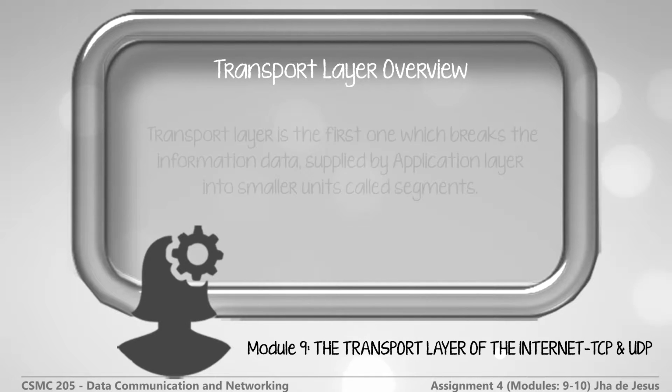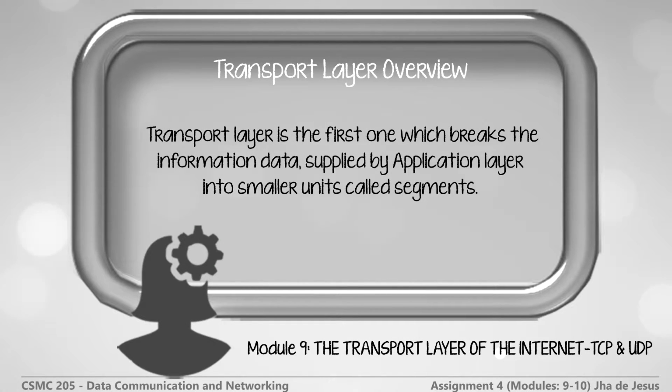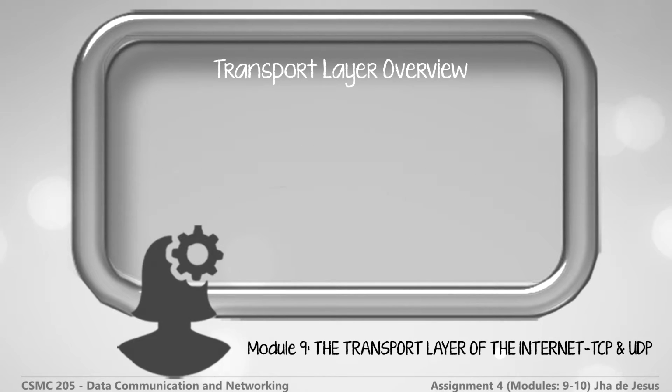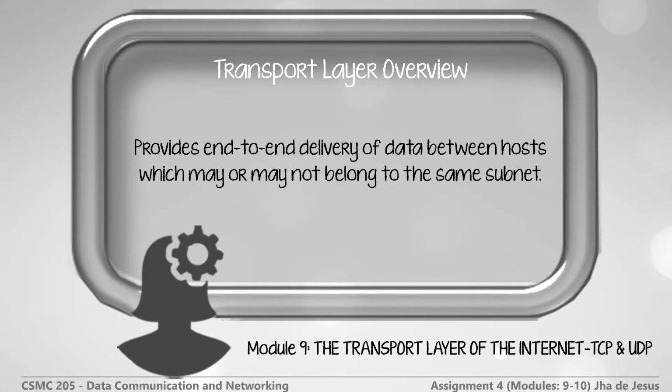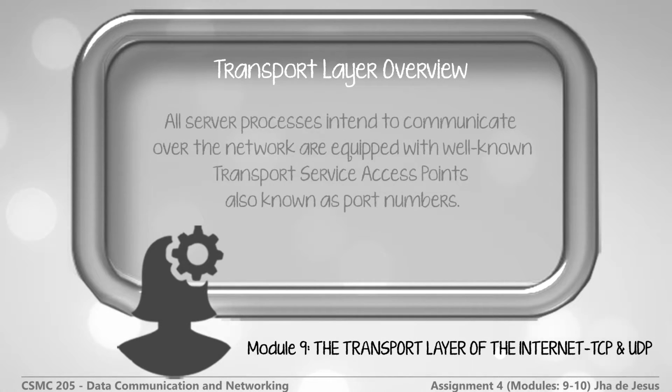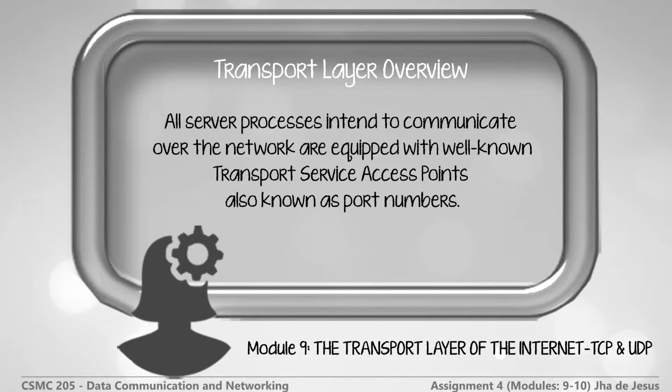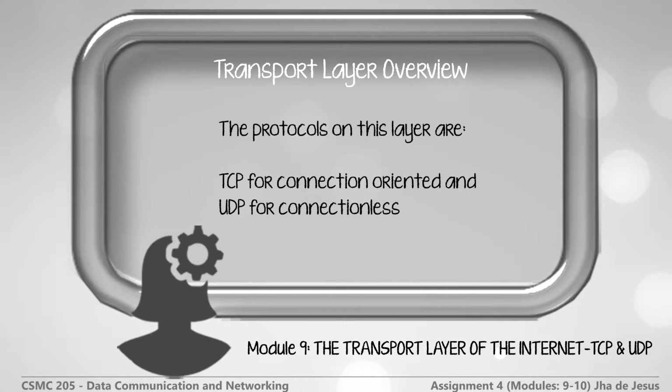In general, the transport layer is the first one which breaks the information data supplied by the application layer into smaller units called segments. This layer provides end-to-end delivery of data between hosts which may or may not belong to the same subnet. All server processes intending to communicate over the network are equipped with well-known transport service access points, also known as port numbers. The protocols on this layer are TCP for connection-oriented and UDP for connectionless.